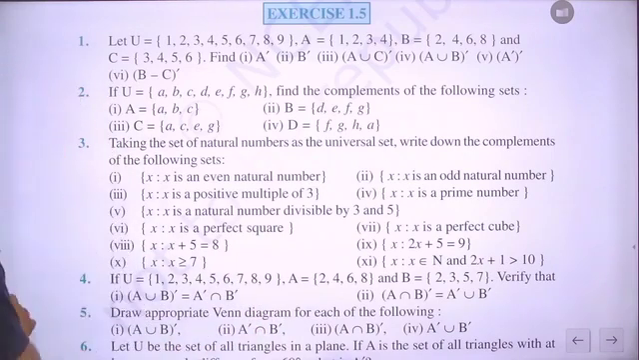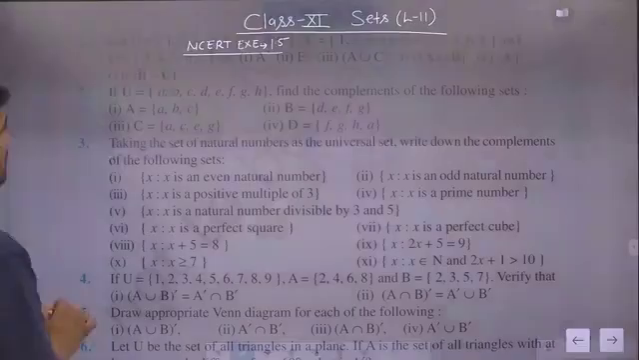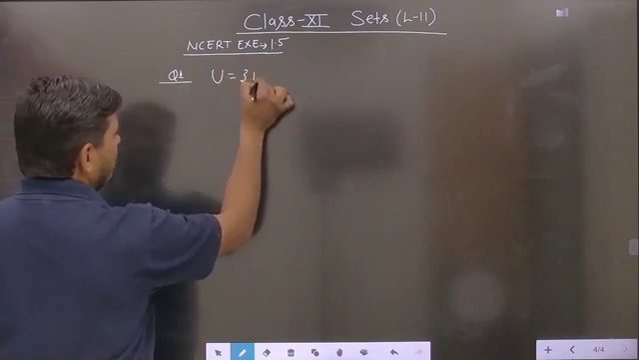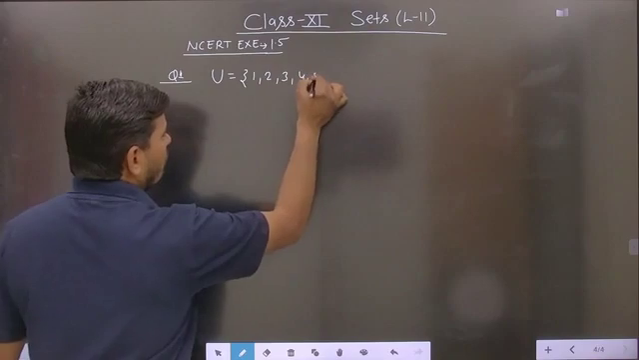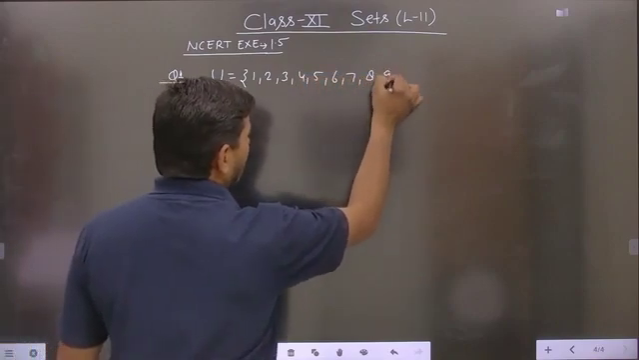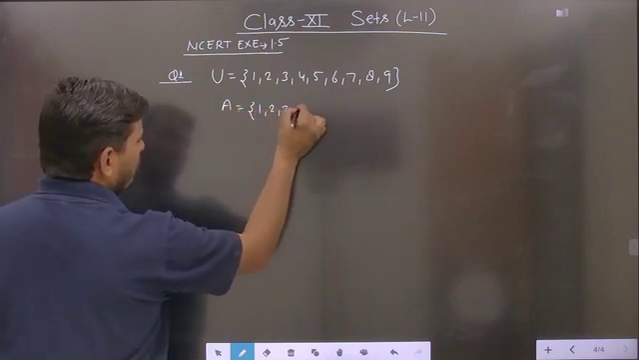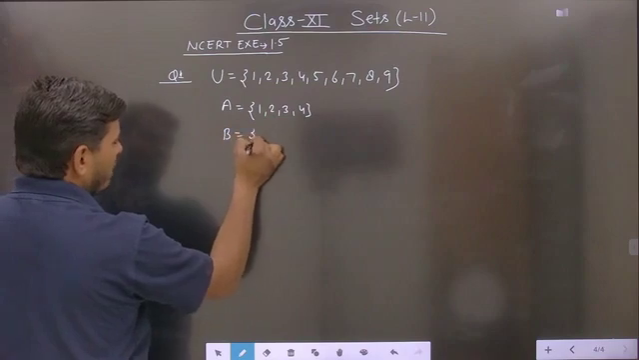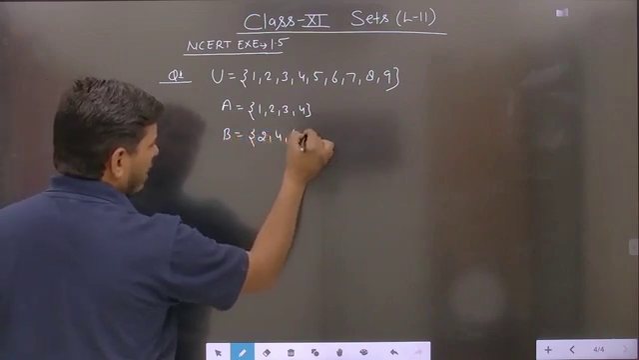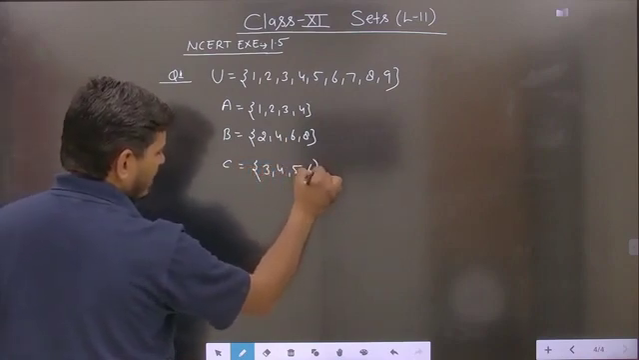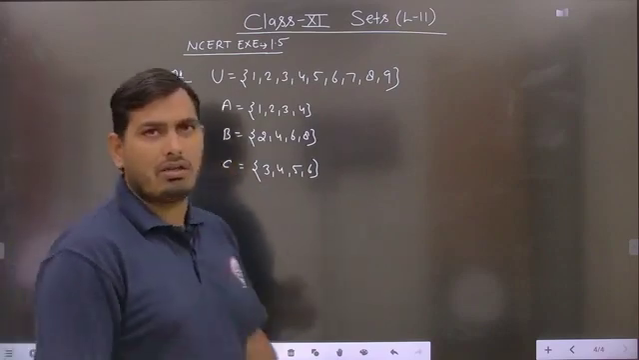The universal set is given as 1 2 3 4 5 6 7 8 9. Set A is 1 2 3 4. So we will take the very first question. In this very first question, the universal set is given as 1 2 3 4 5 6 7 8 9. Is it clear? Set A is given as 1 2 3 4, set B is given as 2 4 6 8, and set C is given as 3 4 5 6. So the given data is written here in the very first question.